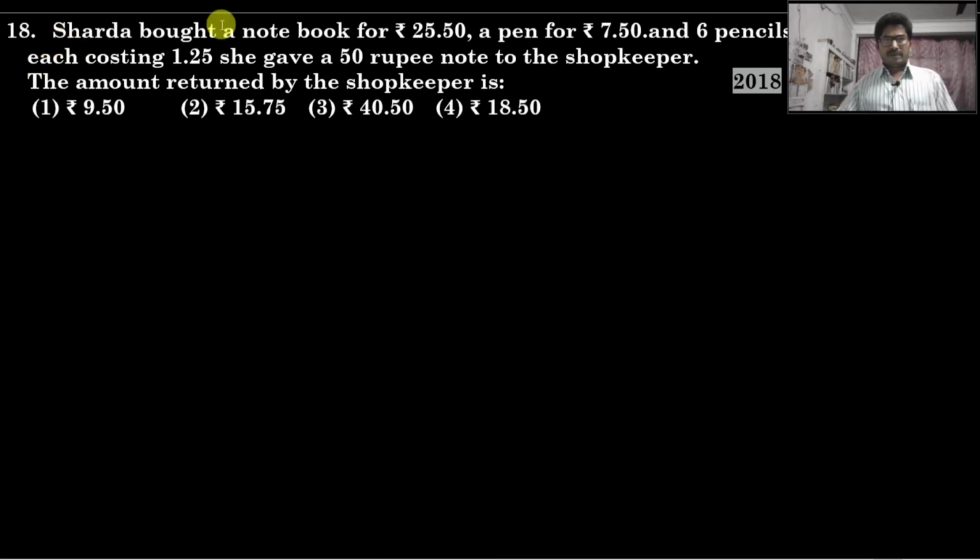Question number 18. Sharda bought a notebook for 25 rupees 50 paise, a pen for 7 rupees 50 paise, and 6 pencils, each costing 1 rupee 25 paise. She gave a 50 rupee note to the shopkeeper. The amount returned by the shopkeeper is.